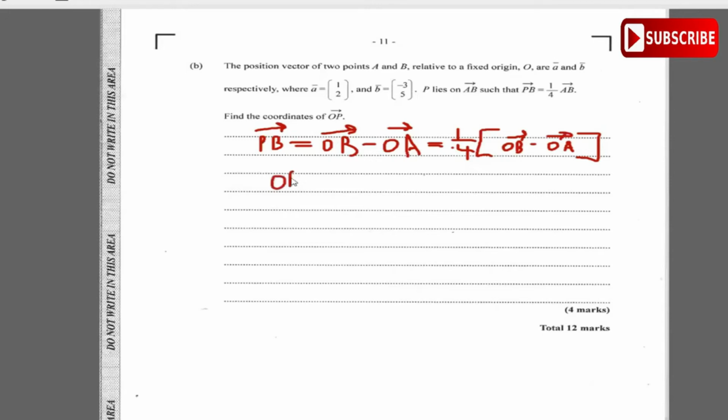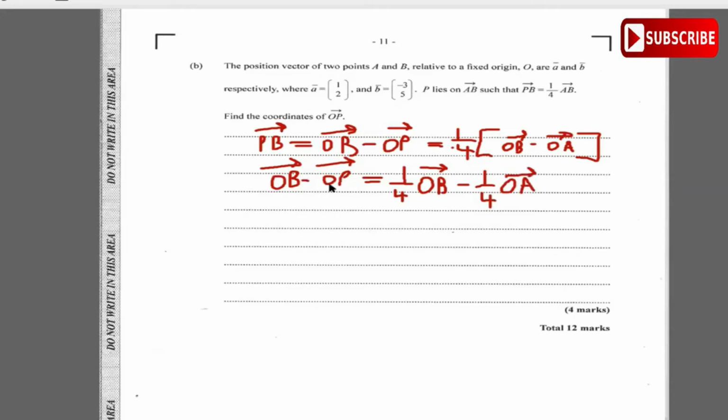Vector OB, and my apologies for writing OA here. This should be OP. So we have OB minus OP, and that's equal to a quarter OB minus a quarter OA. All we're going to do is make OP the subject. Nice and easy. So let's go ahead and make OP the subject.